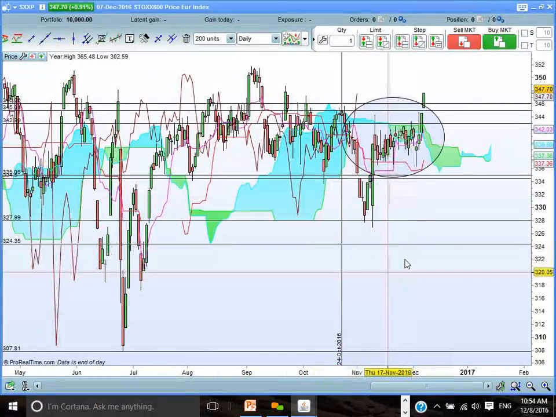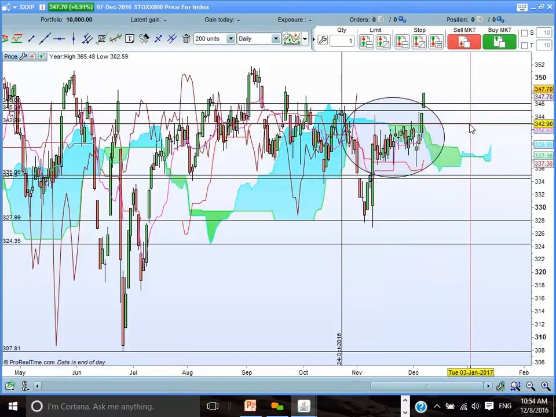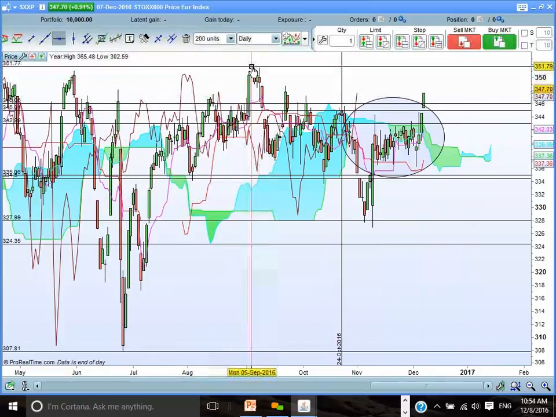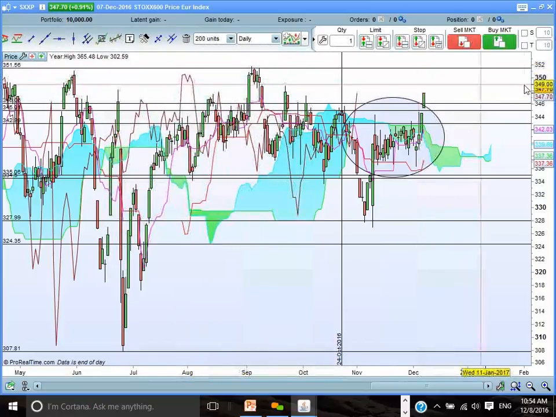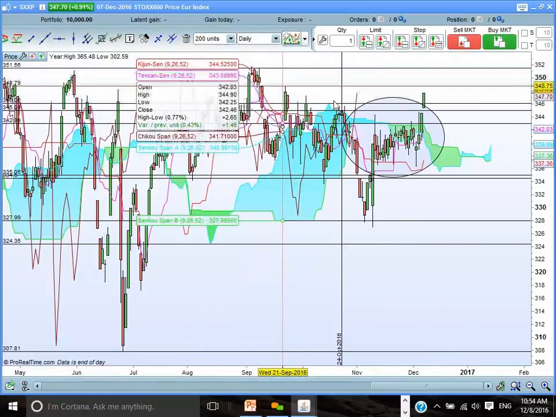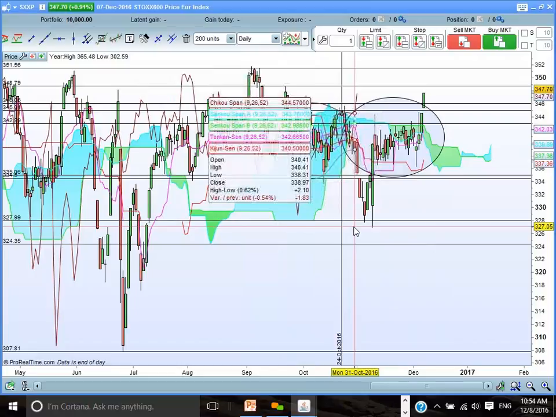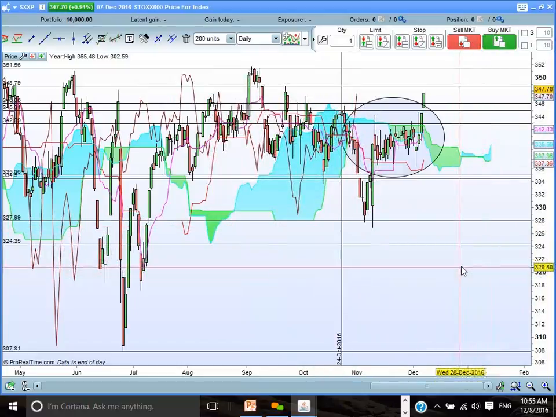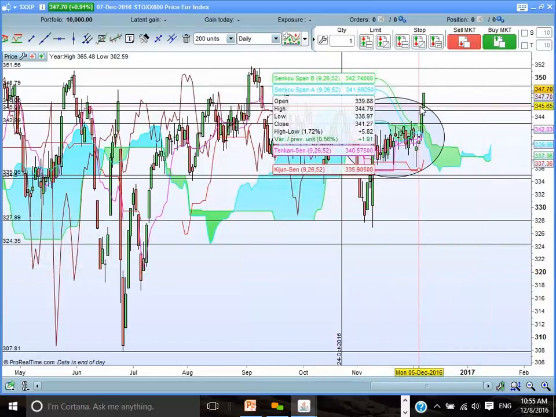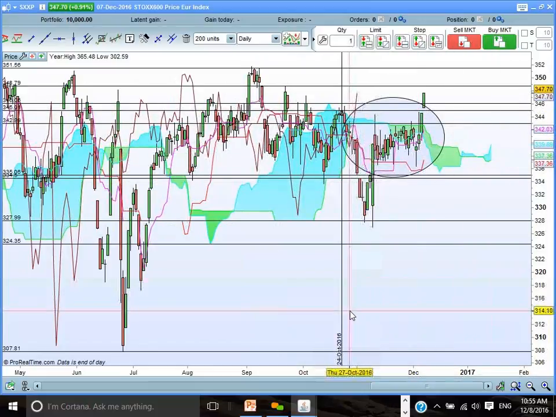STOXX 600 also broke out from a key resistance area at the top end of the cloud. Now the cloud should act as support, so 342.90 is a key support area, and as it's moving higher, breaking past key cloud chart resistance levels, the next level to watch for the STOXX 600 is the top end of the cloud here at 351 and 348. Okay, so watch those areas very closely to see if this upside momentum is going to be maintained. The cloud is now the key support area.